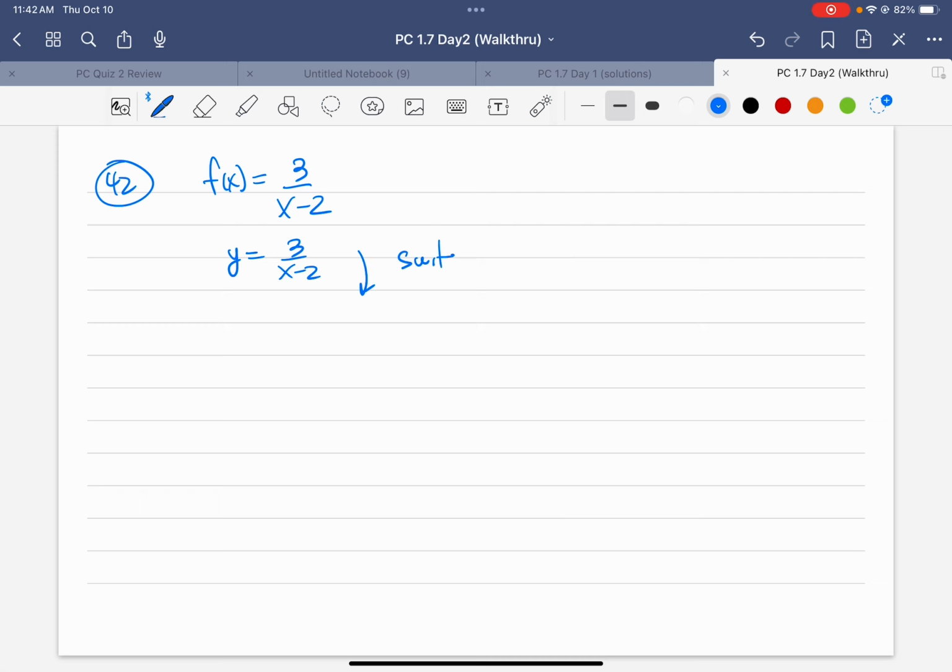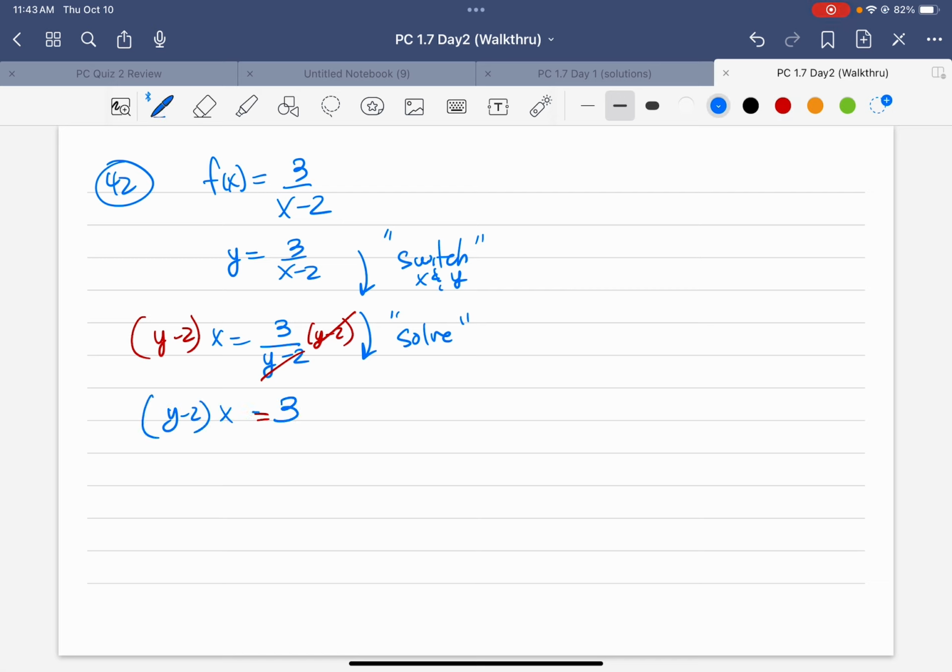So this is really telling you that y is equal to that. First I'm going to switch, and then I'm going to solve. So first I switch the roles of x and y, and I get x is equal to 3 over y minus 2. And then I solve. One way to solve is maybe I multiply both sides by y minus 2.